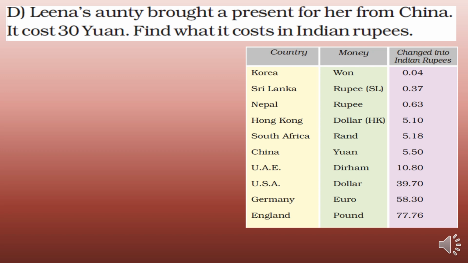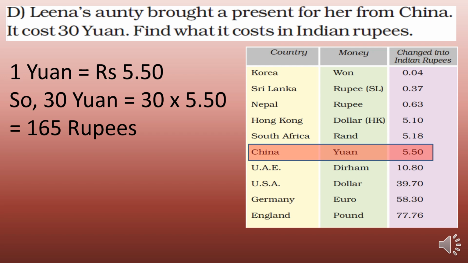Lina's auntie brought a present for her from China. It cost 30 yuan. Find what is the cost in Indian rupees. So here is the rate: China's yuan, if it is changed into rupees, is equal to 5.50. So 1 yuan is equal to rupees 5.50. So 30 yuan is equal to 30 into 5.50, that is equal to 165 rupees.